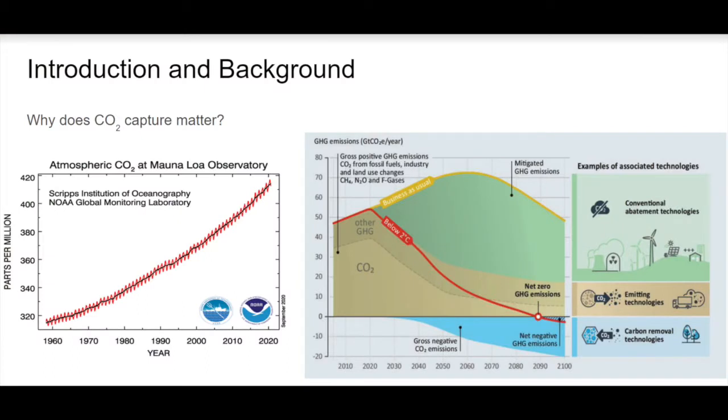Why are we doing carbon capturing in the first place? One of the most pressing environmental issues of the 21st century is global warming. Global warming is caused by the accumulation of greenhouse gases such as carbon dioxide. The current atmospheric level of CO2 is 400 parts per million and is expected to keep increasing.